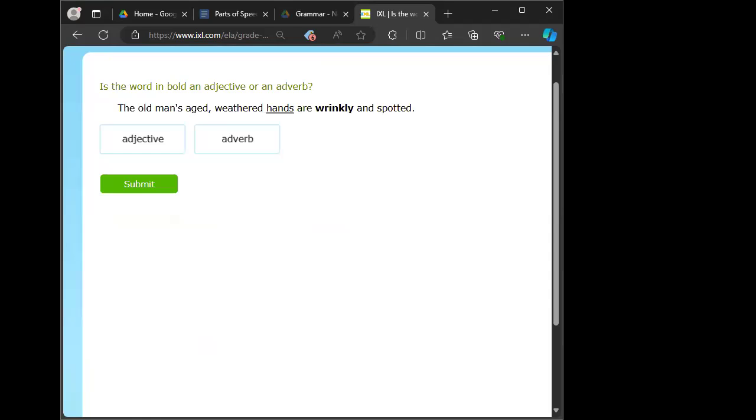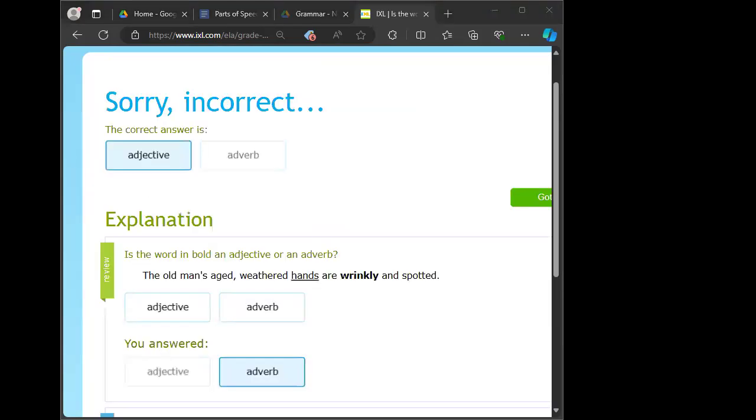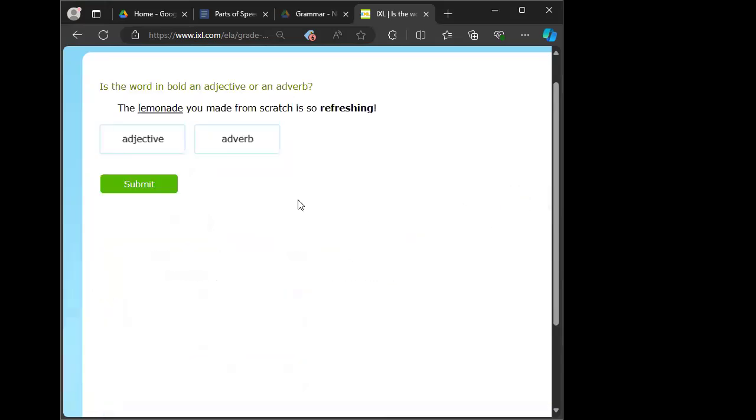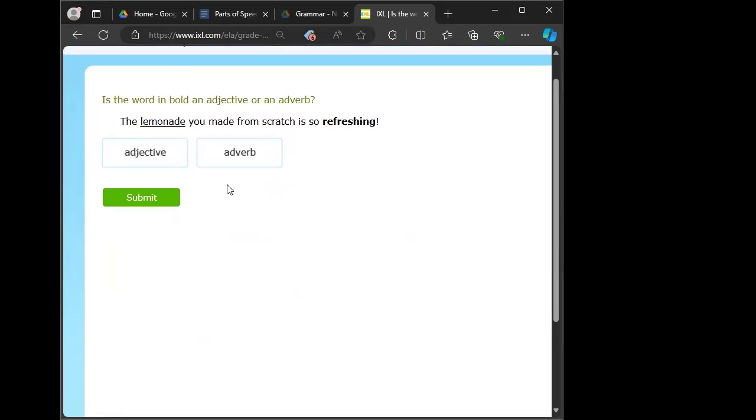Wrinkly is the adverb. Well, wrinkly is describing hands. Is hands a noun? Yes. Then that means that it's an adjective. So let's just simplify it to if it's describing a noun, a thing, then it's an adjective. And if it's not, then it must be an adverb. Yes, ma'am.